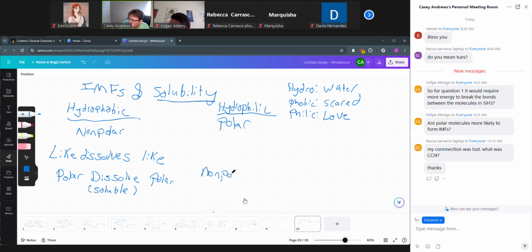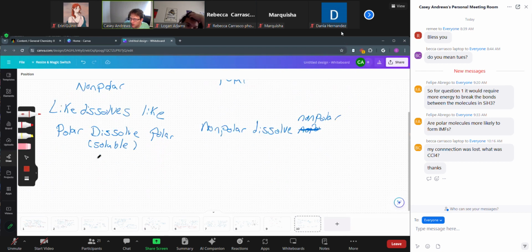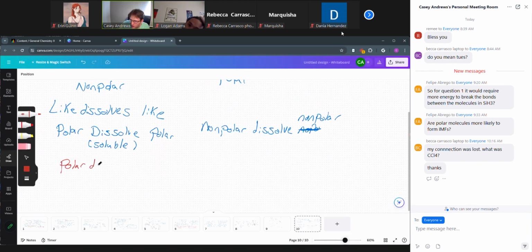Nonpolar molecules dissolve nonpolar. You cannot mix them. By that, I mean polar does not dissolve nonpolar.